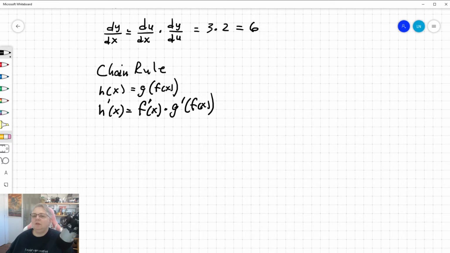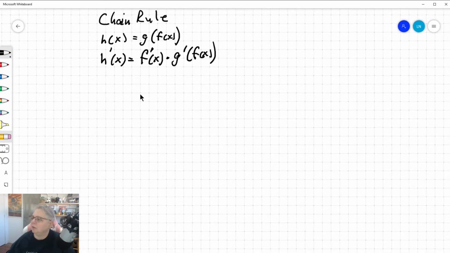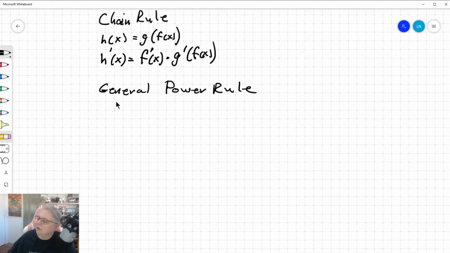Now, since right now we really only have the power rule as our basic form of taking a derivative, I'm going to narrow this down to the form of the chain rule specific to power functions. And we call that the general power rule. So the general power rule is written this way again.